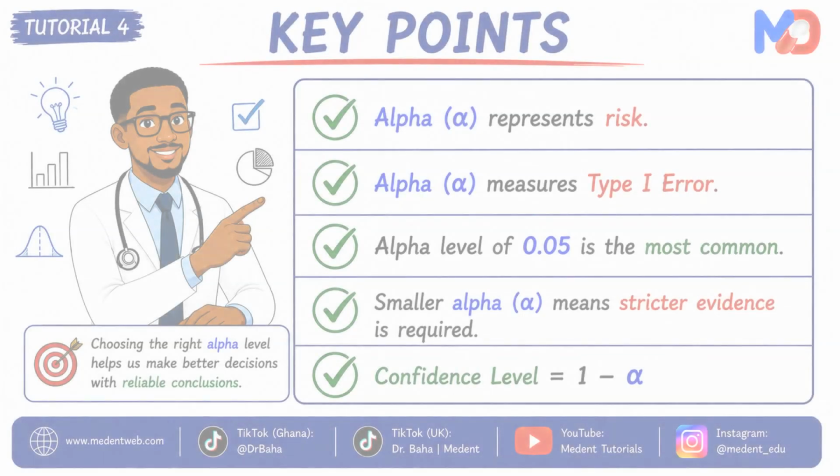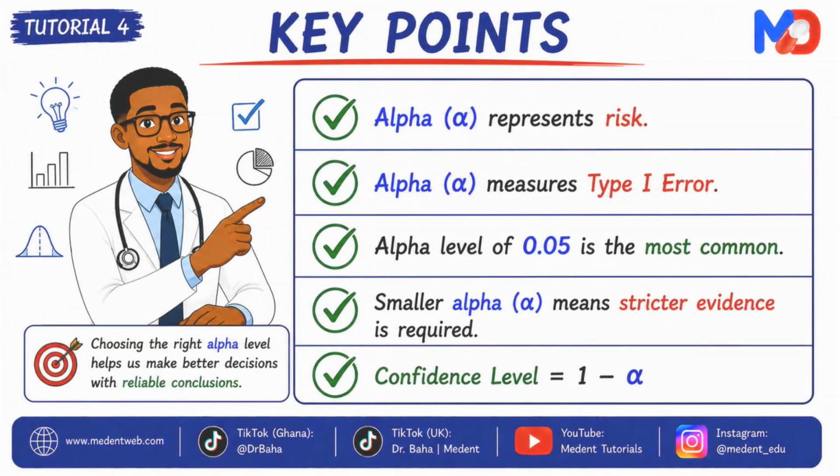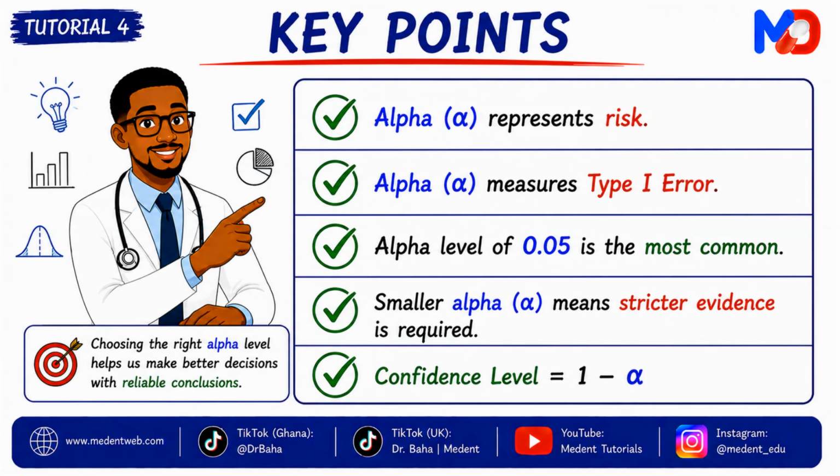All right. So let's review the key points here. Alpha measures the probability of making a type 1 error. A significance level of 0.05 is most commonly used. Smaller alpha values require stronger evidence, and the confidence level is always equal to 1 minus alpha.